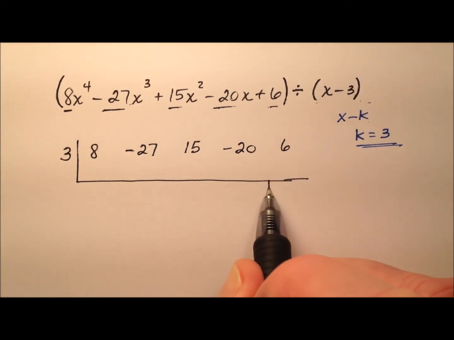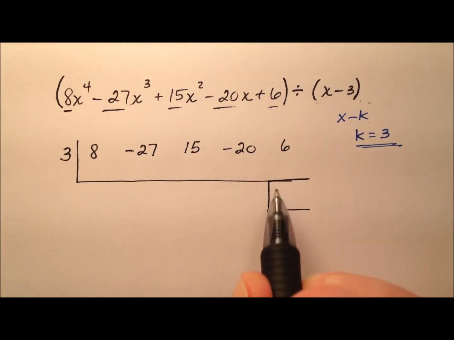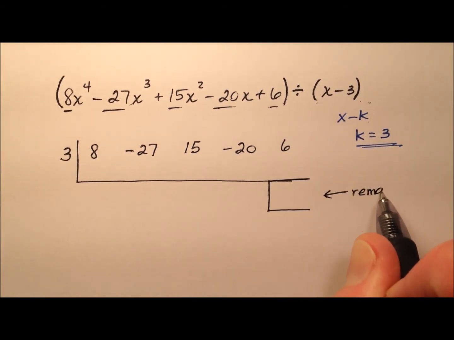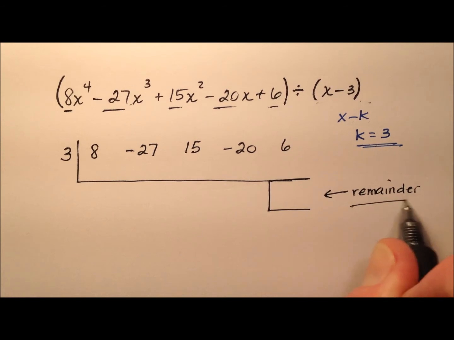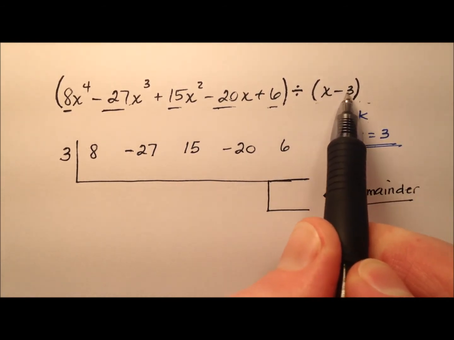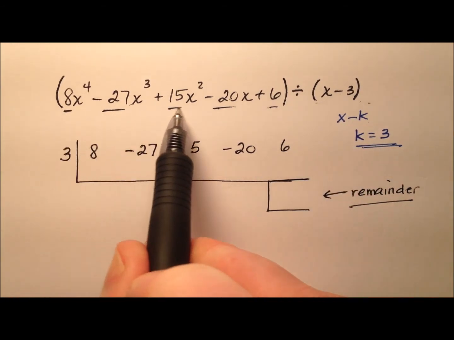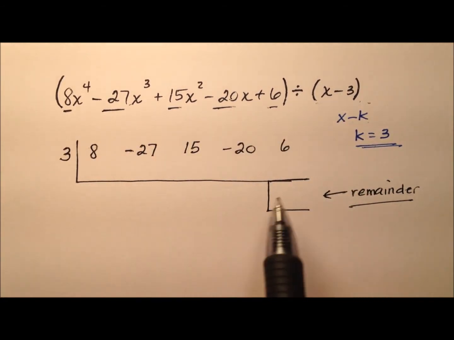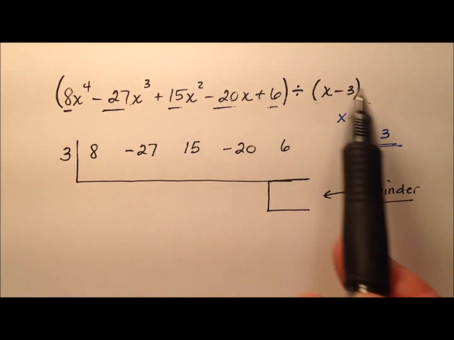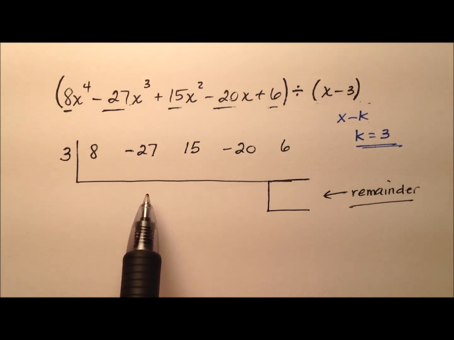And I'm in the habit always of putting this little bar right down here after I write these out, because this represents my remainder. And remember, if your remainder is 0, then it means that this linear binomial x minus 3 in this case will divide evenly into this polynomial. And if there is a remainder, we'll have to deal with that. So we're going to do two examples in this video. One, of course, without a remainder, and then the second one will have a remainder, and we'll talk about how to deal with that. So here's how our synthetic division is going to work.